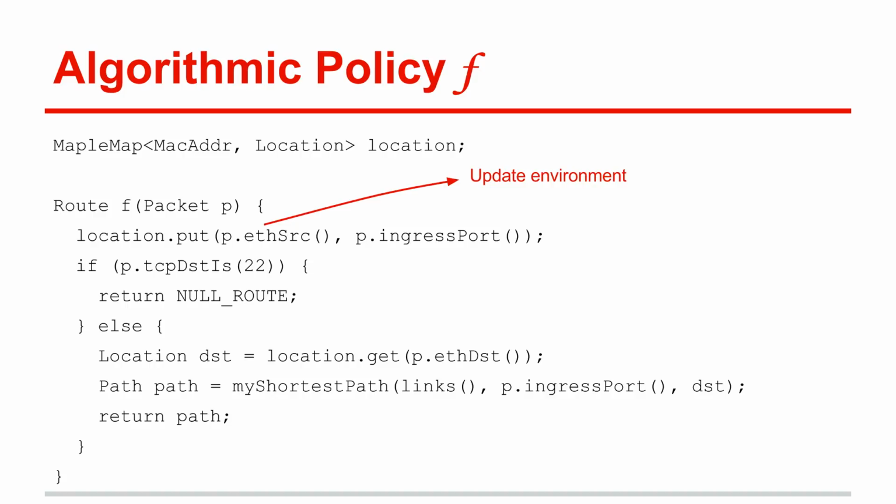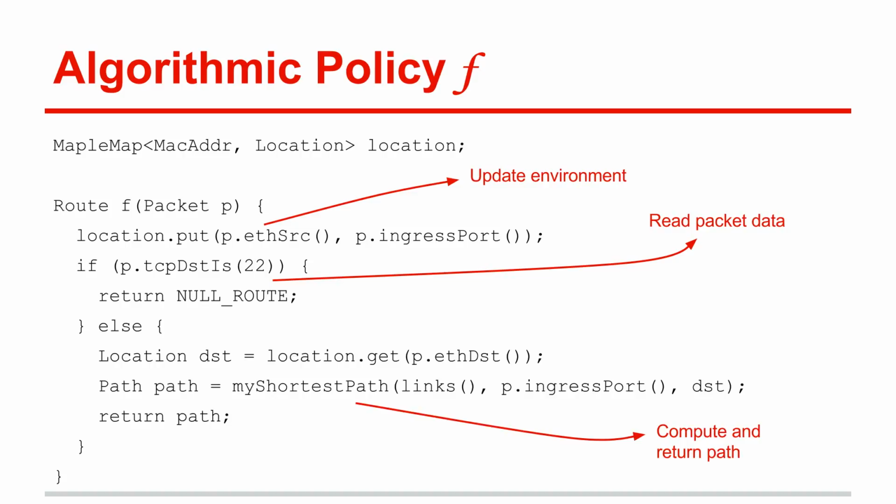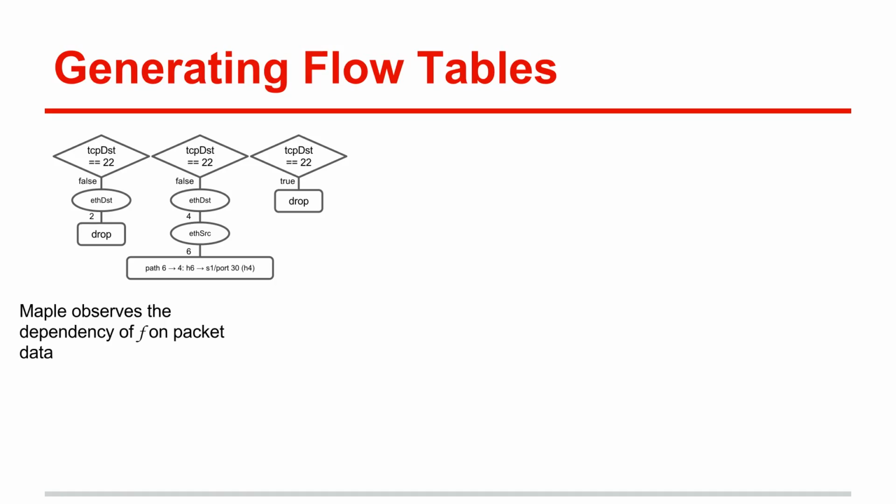So it's doing a few different things here. It's updating its environment by updating that map data structure. It's reading packet data, and it's also computing and returning some path. All of these pieces are important because we need to be able to observe what the function does when it sees a packet in order to generate flow tables.